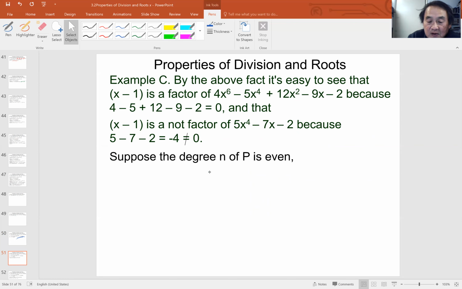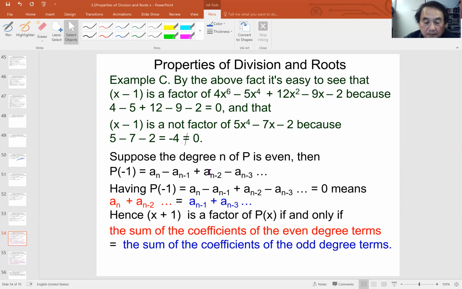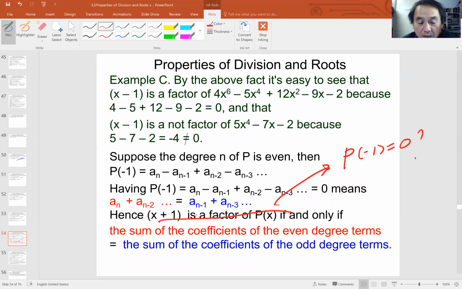Now, suppose I have a polynomial of even degree, and check this. If I want to check whether x plus 1 is a factor or not, it's the same as checking whether p of minus 1 is 0. Okay, the same problem, right? Now, when I plug minus 1 into p, I get 0.